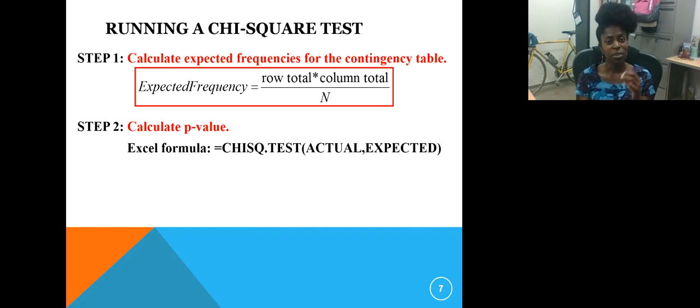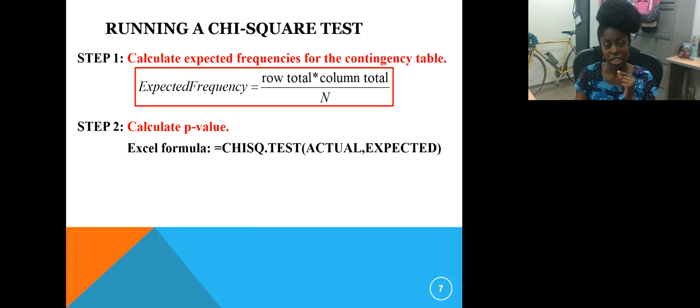The first step is that we calculate the expected frequencies, right? We have what we observed, the sample, we collected the data, this is what we have. And then we calculate the expected frequencies based on the row totals and the column totals and n, which we know is the total sample size. Based on those totals, what would have been the proportional distribution of these numbers that we currently see in our contingency table?